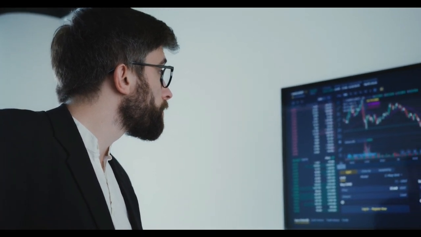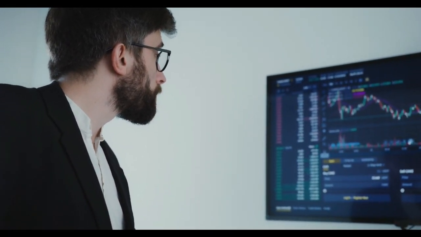Before you start trading, it's important to understand the risks involved. Trading can be volatile and there is no guarantee of profits. It's important to have a solid understanding of financial markets, technical analysis, and risk management.